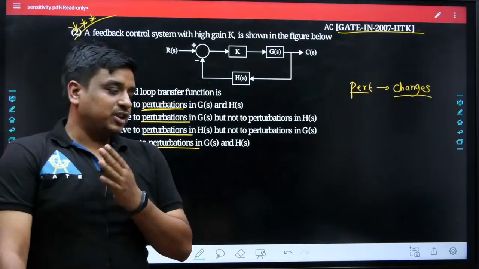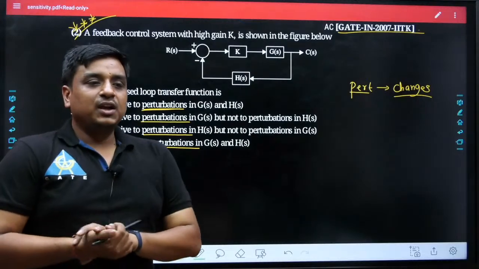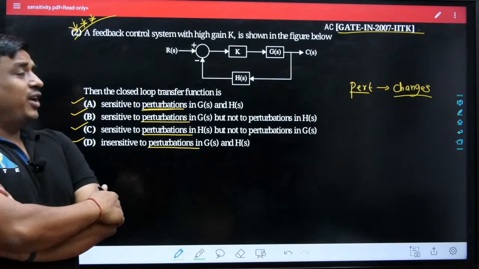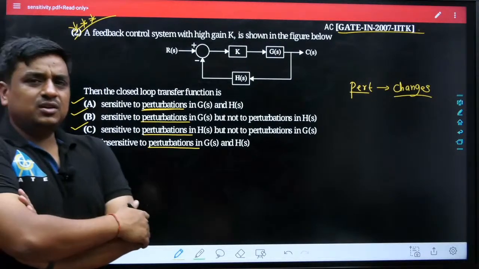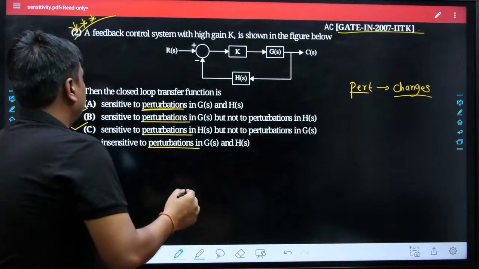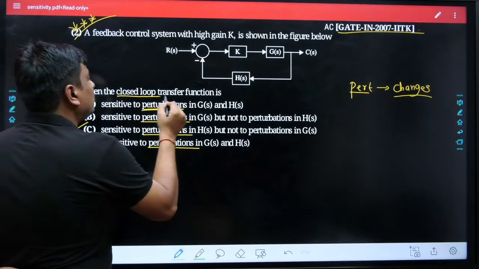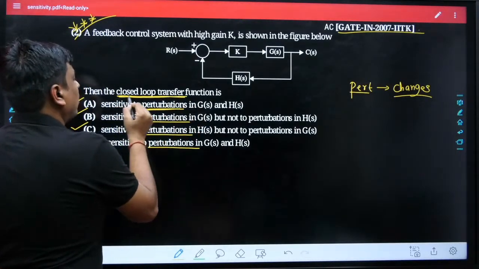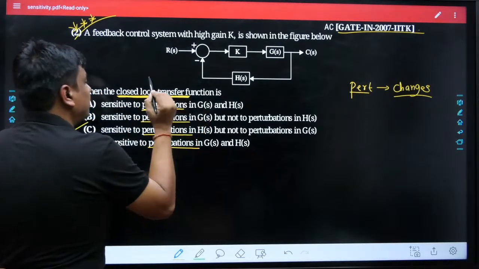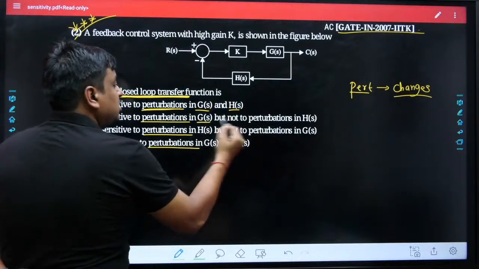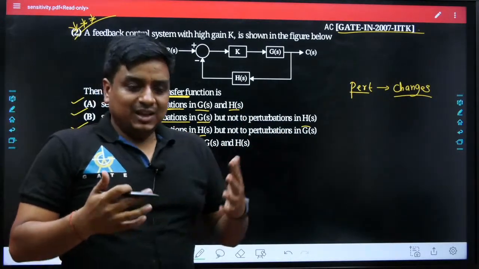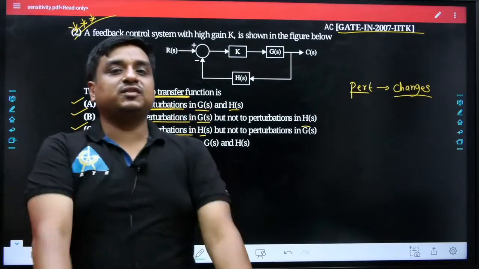How would be the best answer, C? I want the input from each one of you. Try to understand this one. Variation, perturbation, what are they looking for? They are looking for the sensitivity. Try to understand it in this way: the closed loop transfer function. My focus is on the transfer function. How effectively it is getting changed because of change in G(s), H(s). Put together, they are looking for its sensitivity in terms of G(s) or H(s).